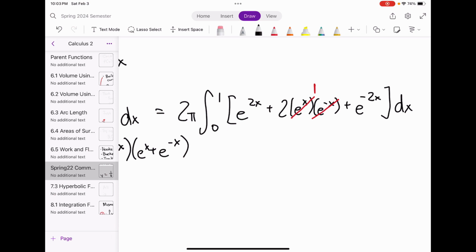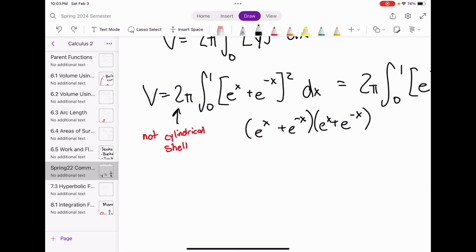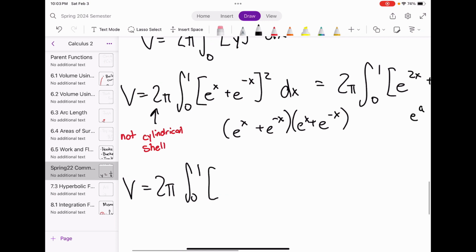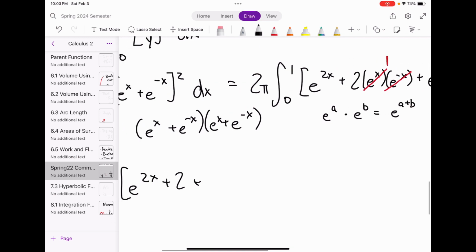Why? If you're quickly questioning, e to the a times e to the b is equal to e to the a plus b. In this case, this one is 1 and this one is negative 1, so they add up to 0. So let me just rewrite this. V is equal to 2 pi, the integral from 0 to 1, and now I can just rewrite e to the 2x plus 2 plus e to the negative 2x dx.